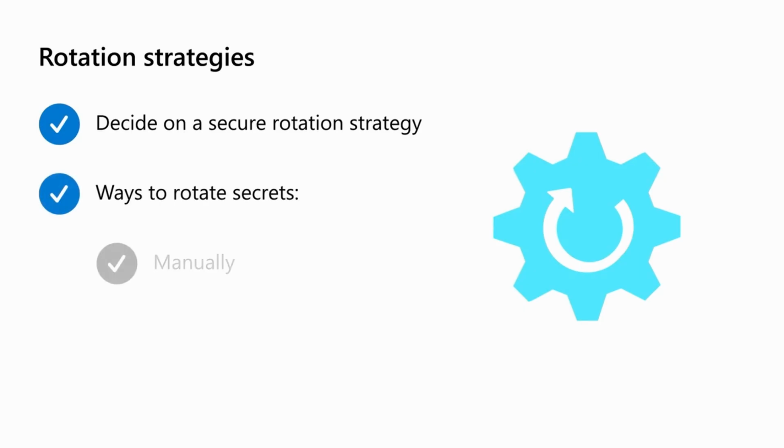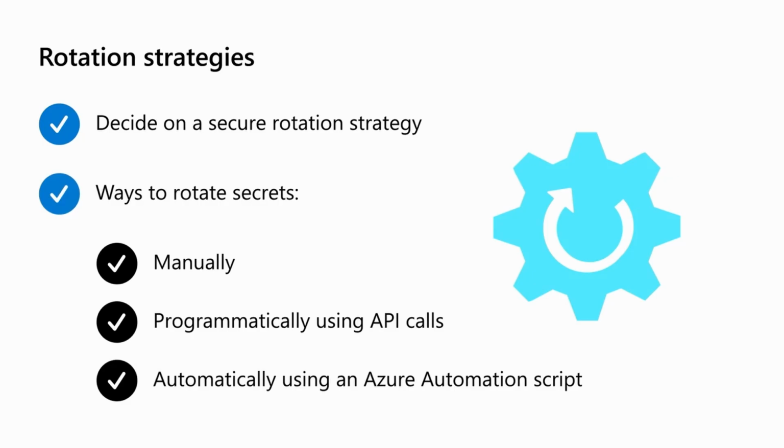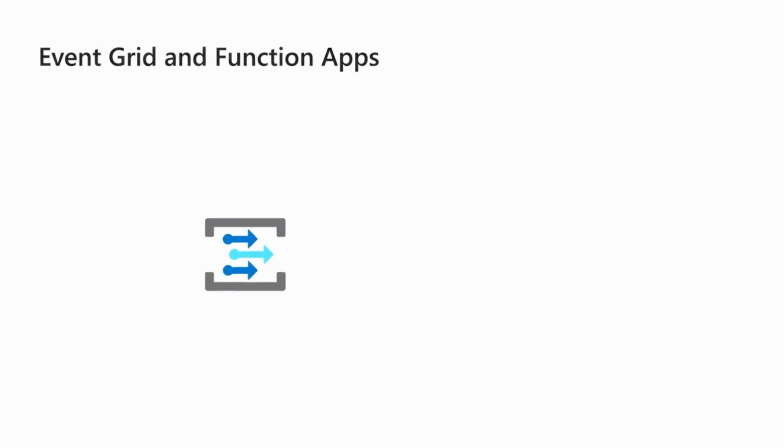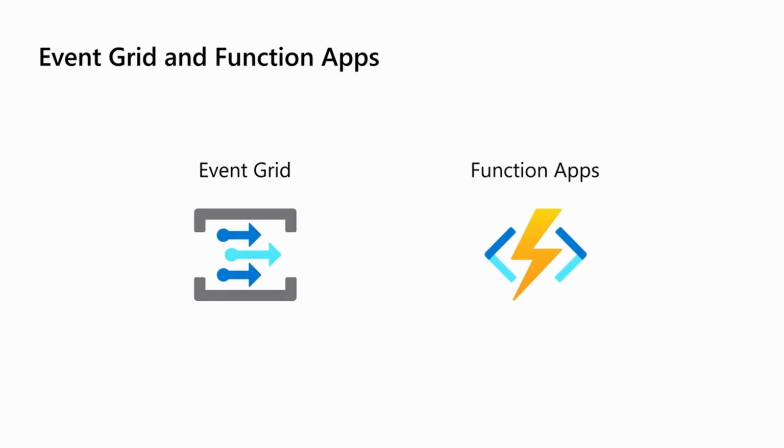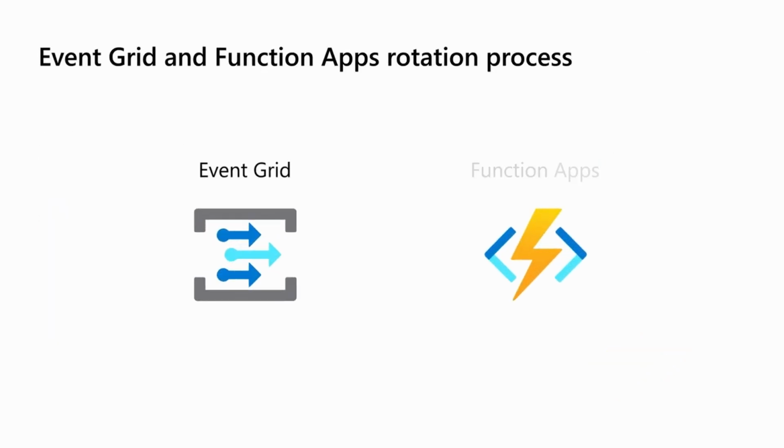You can do so manually, programmatically using API calls, or automatically using an Azure automation script, which is a collection of PowerShell commands and workflows that perform specific tasks or automate processes within your Azure resources. Event Grid and Function apps are Azure services that can be used together to automate the rotation process and trigger actions based on events. Let's look at how Event Grid and Function apps automate the rotation process.